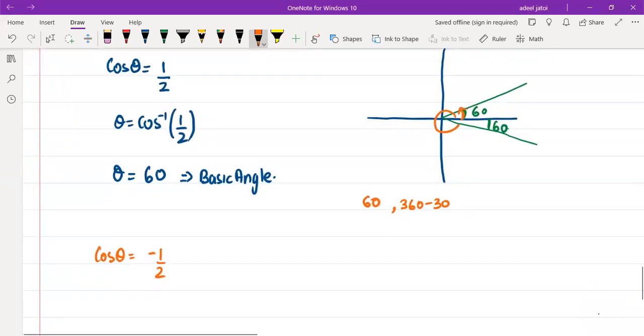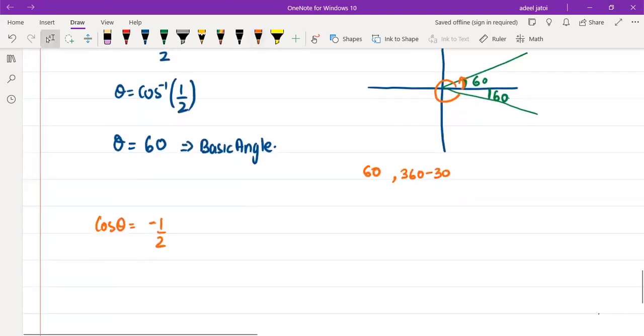Cos theta is equal to, as I said, the negative will never be considered when you are taking your basic angle out. Your negative will not be considered when taking your basic angle, like 360 minus 60. So this will be what? 300. So cos theta is equal to negative 1 upon 2. Theta is equal to cos inverse 1 upon 2.